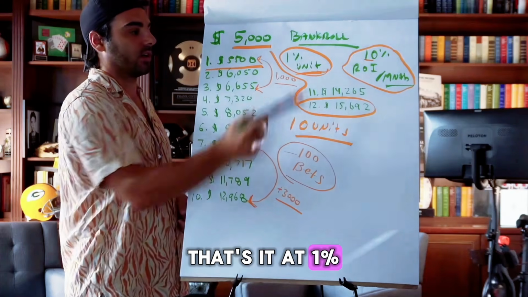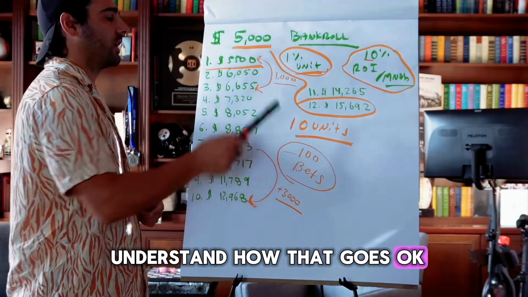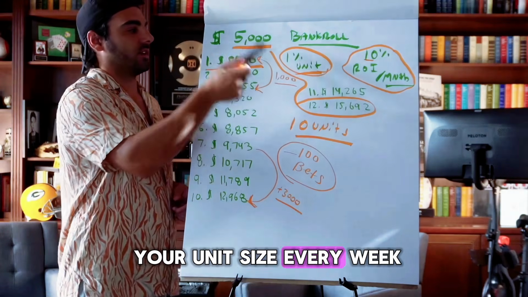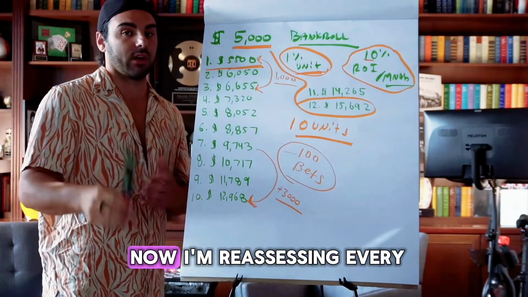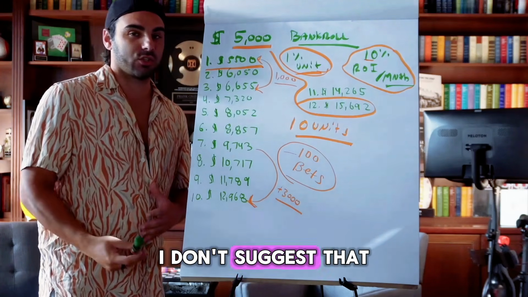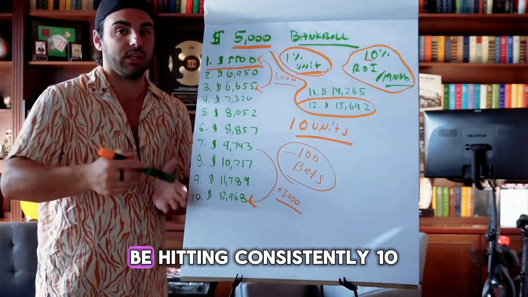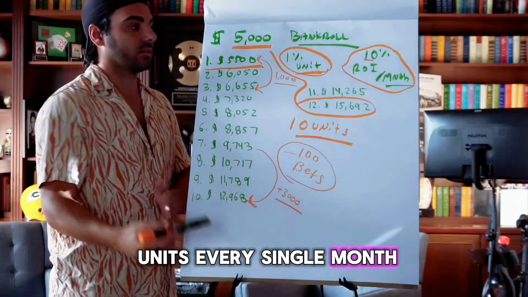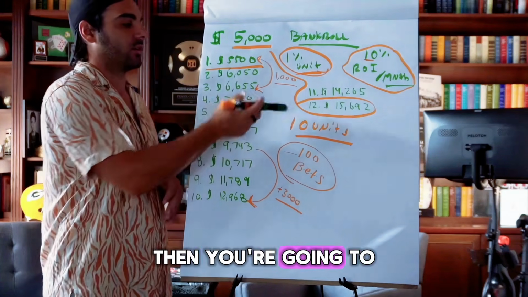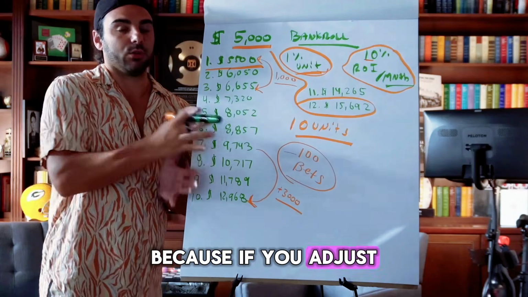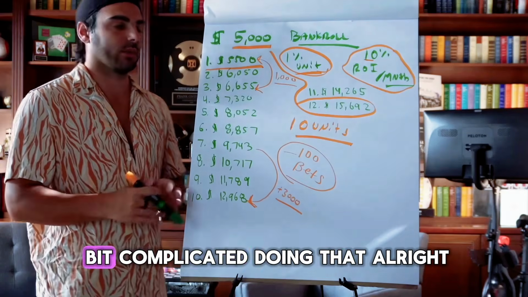That's it, at 1%. You started out with a $5,000 bankroll, so you have to understand how that goes. Now if you reassess your unit size every week or every 2 weeks, I don't suggest that, but then you really accelerate all of this growth. But you have to literally be hitting 10 units consistently every single month, or within the time frame of the year, it has to average out to that. Because if it doesn't, you're going to screw yourself, because if you adjust your bankroll and unit size every 2 weeks, it gets a little bit complicated.